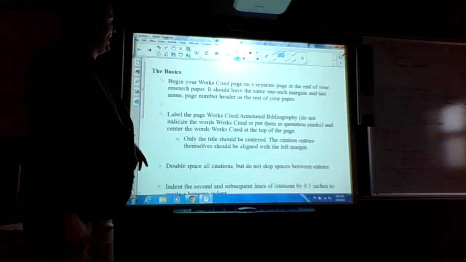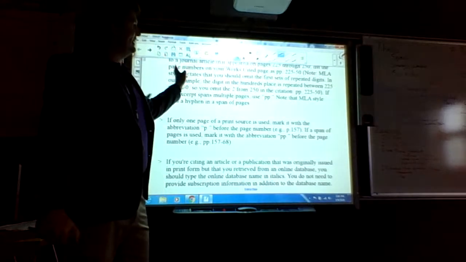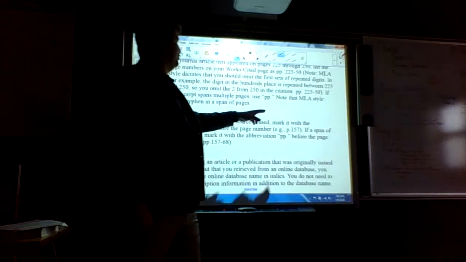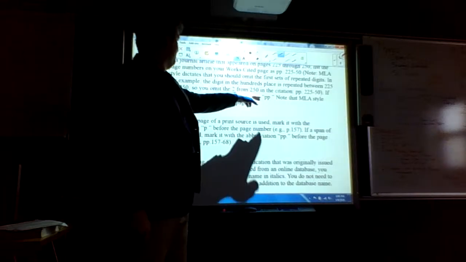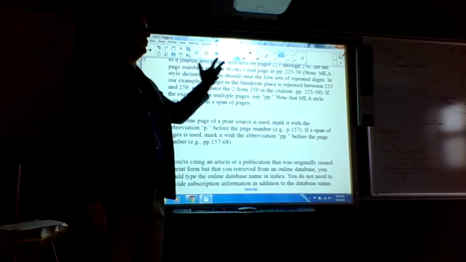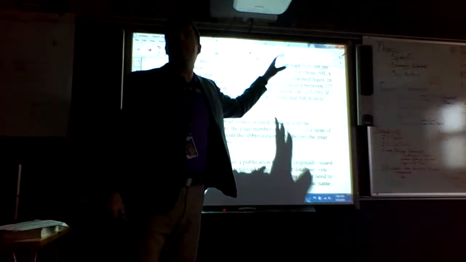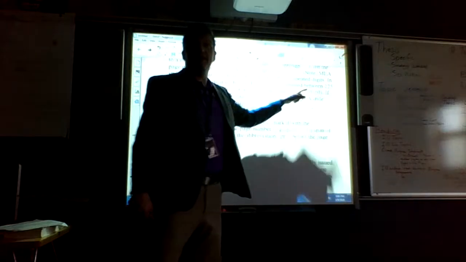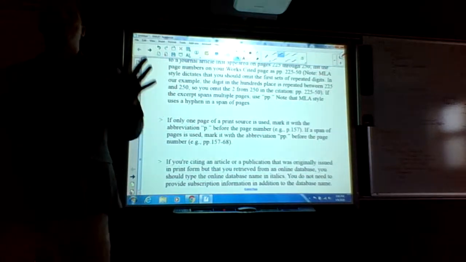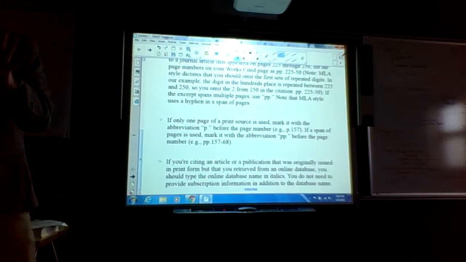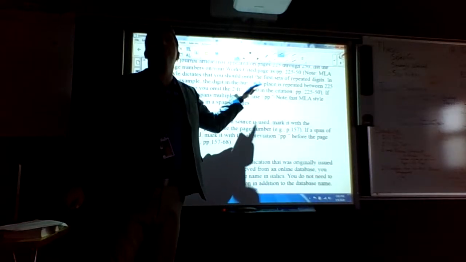So when you're using page numbers, you eliminate repeated digits, and then you use PP. If the excerpt spans multiple pages, use PP. And everybody has something that's using multiple pages. So when it gets to page numbers in your annotated bibliography, you use PP. Did you see any PPs in your in-text citations? No. This is only for your annotated bibliography, your citation.